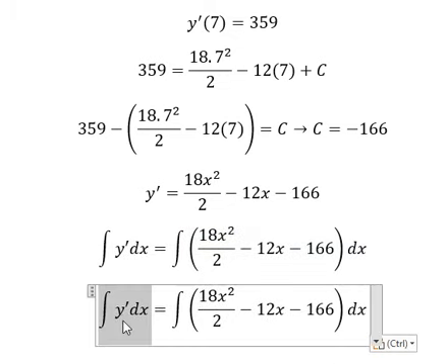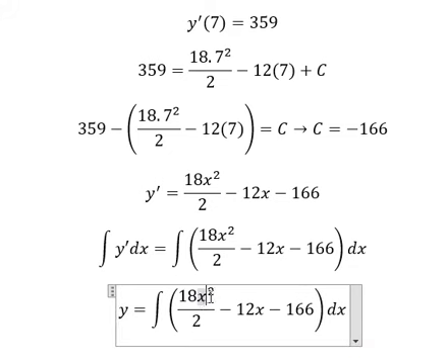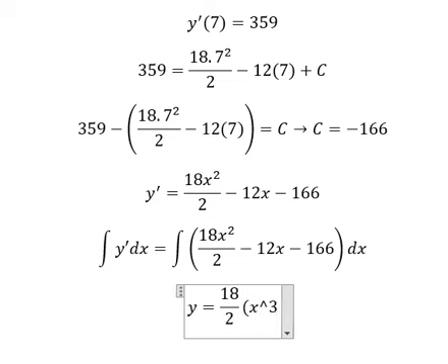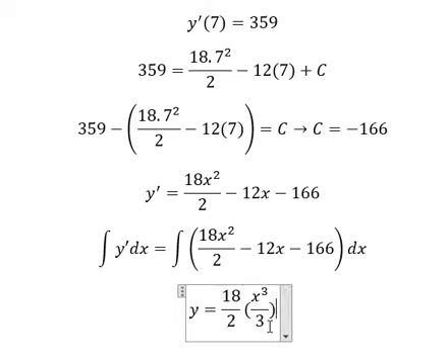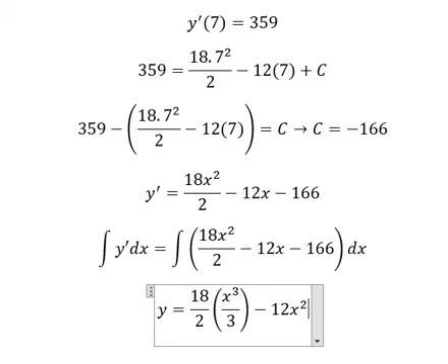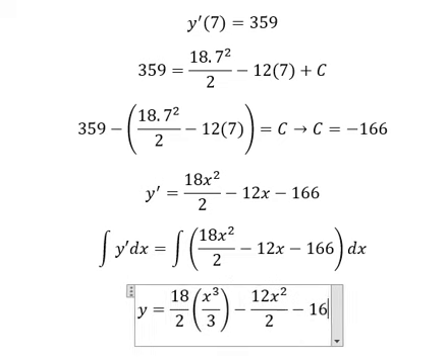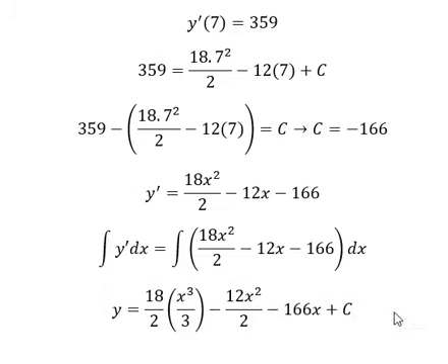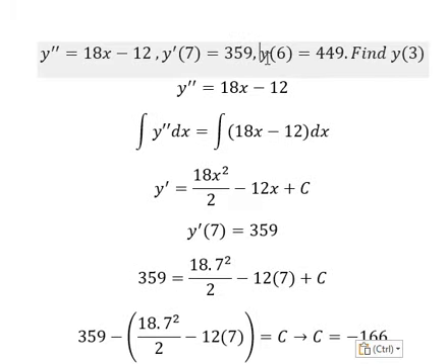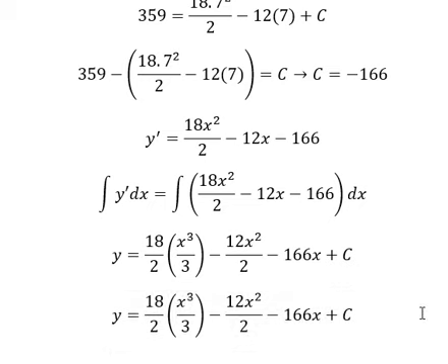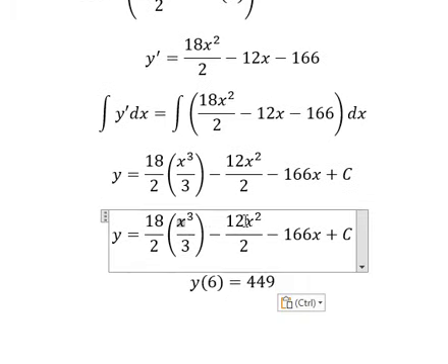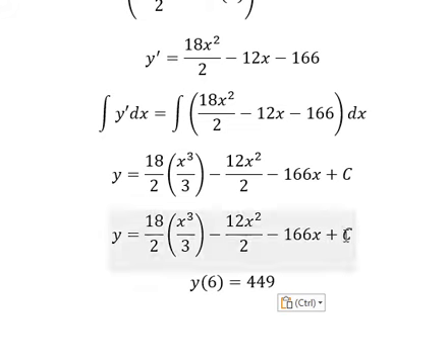This one, you got y. The integration of s squared, we have s to the power of 3 over 3, minus 12s squared over 2, and negative 166s, and I will put c. Now we have the conditions in here. That means when I put s equal to number 6, y will be 449. So we can find the value of c in here.